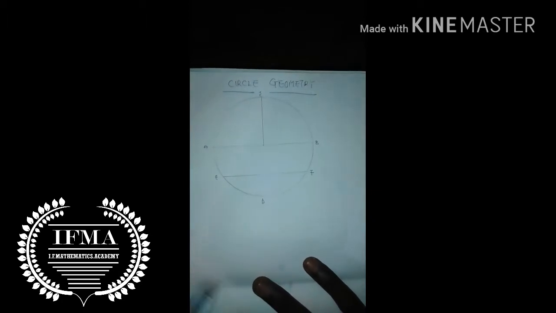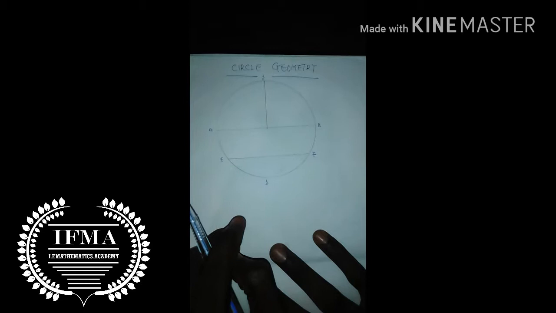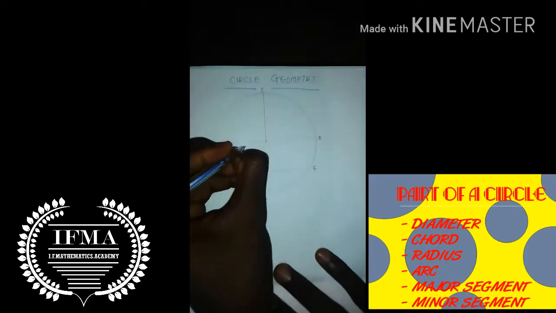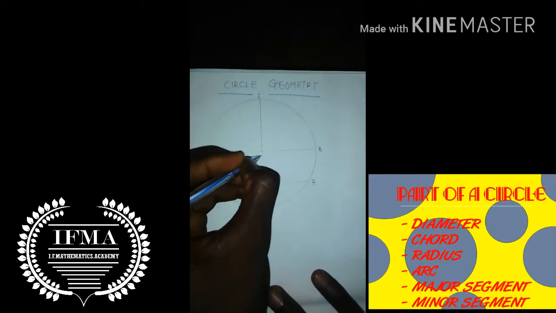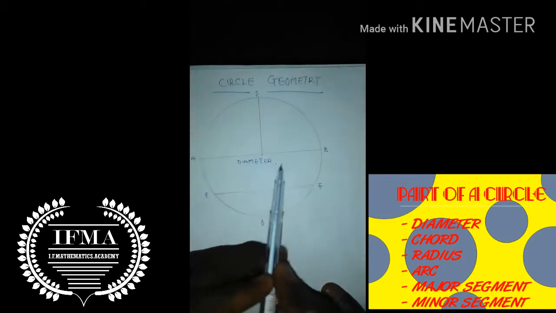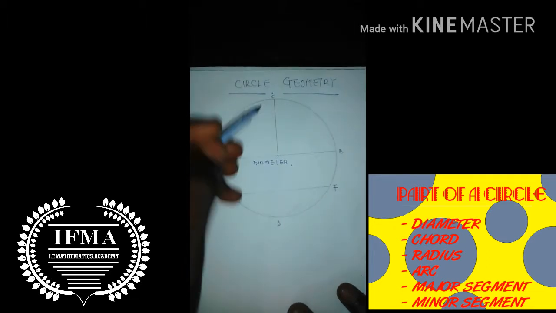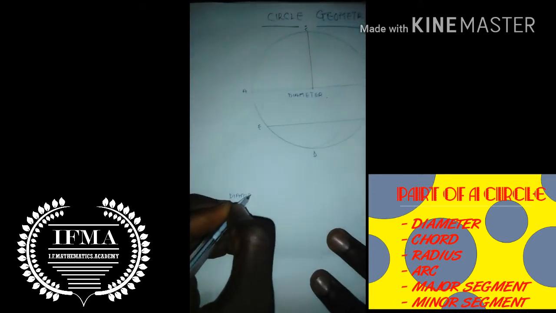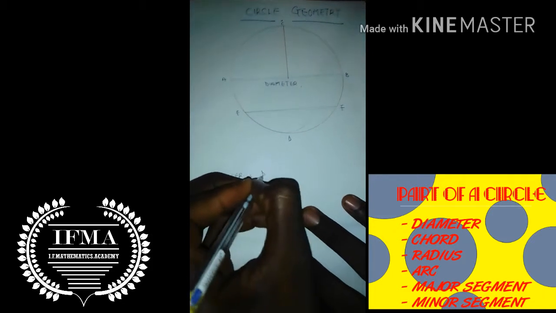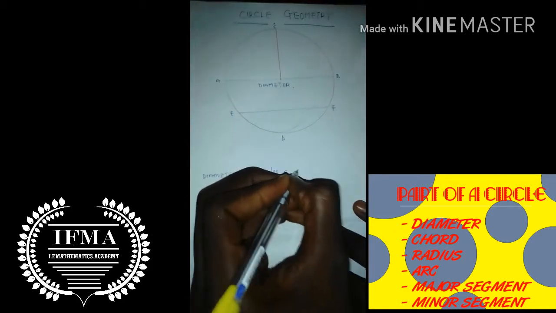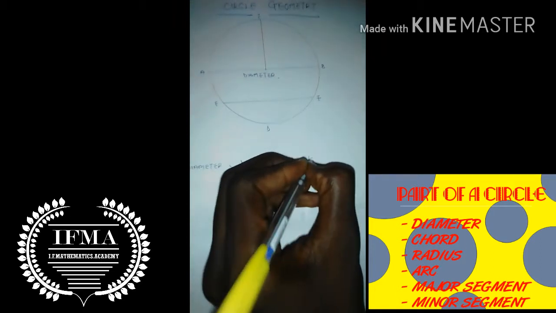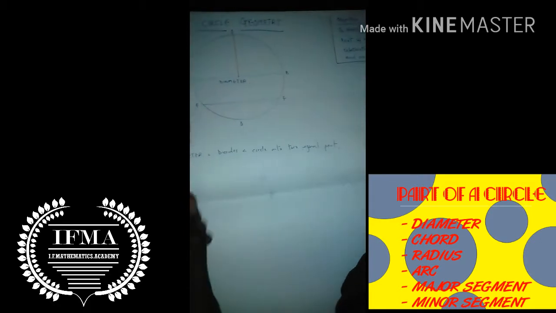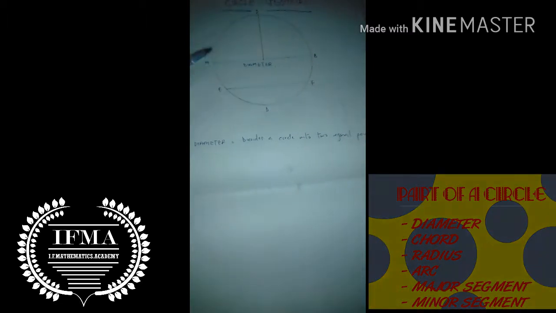So now let's get to what is a diameter. A diameter is a chord that divides a circle into two equal parts, which is line AB. This is the diameter because it divides this given circle into two equal parts, which gives us two semicircles. As I said before, a diameter divides a circle into two equal parts.